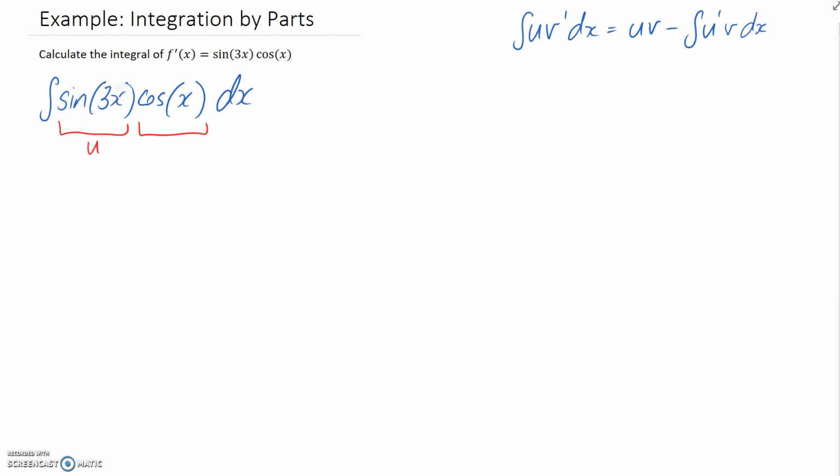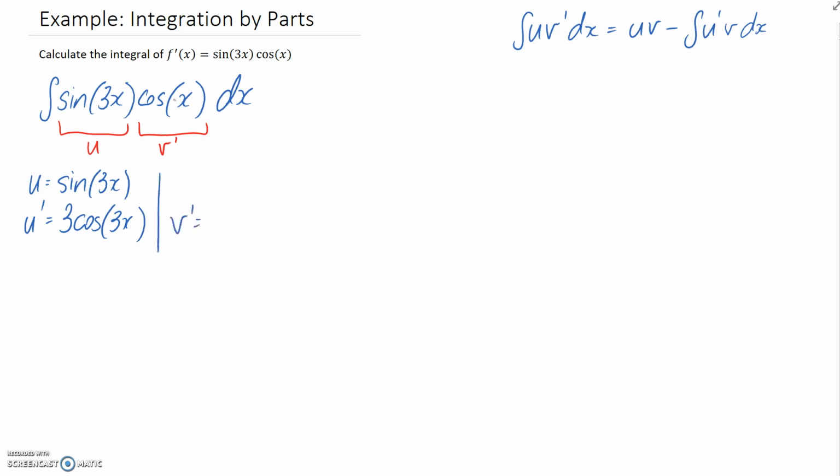So I'm going to make u the sine of 3x and v dash the cos of x. I think for this question it doesn't really matter which way around you do it, it will work both ways. So if u is equal to sine of 3x, I can find its derivative, and it's going to be 3 from the 3 in here, sine goes to cos, and the bracket remains the same. That's just applying the chain rule.